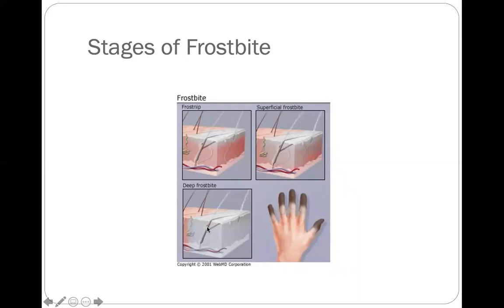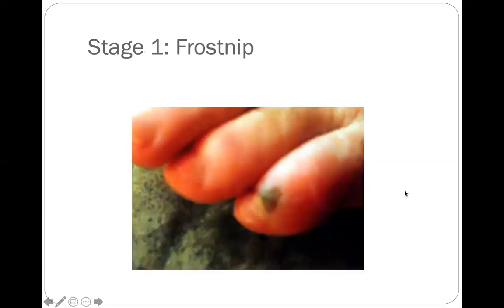And then deep frostbite is when you're going through a lot of the different layers. So you've got the epidermis, you've got the dermis, and then it's even getting down to where the blood vessels, tendons, nerves, everything like that could be frozen as well. So it's just showing you kind of the differences. We're going to take a look at just some pictures.